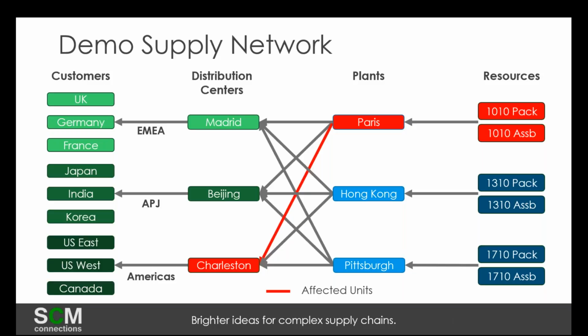1010 is only made in Paris, and Paris is the only plant that provides that supply to our 3 DCs. So how much capacity can Paris churn before it just maxes out? It's a really interesting question. And what happens then, if they short Beijing, if they short Madrid? How do those decisions, the domino effect of those decisions, really impact the rest of our business, the rest of our plants, the rest of our customers? So that, my friends, is what we're going to demo today.